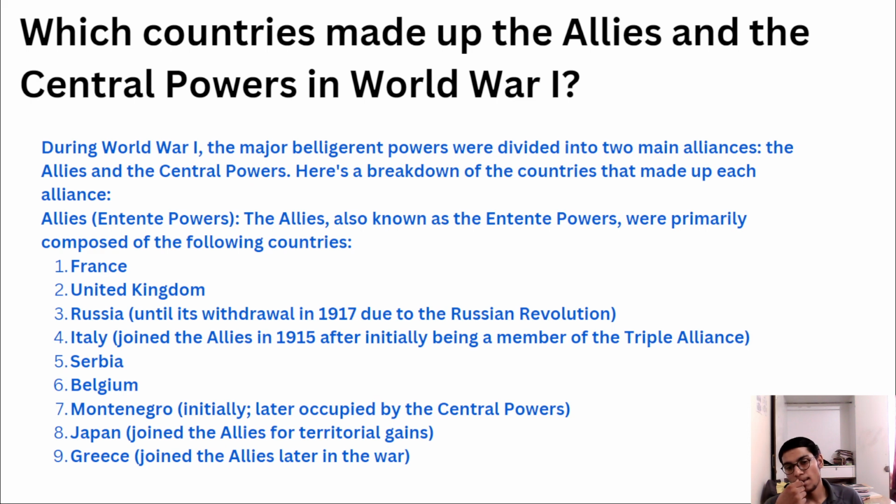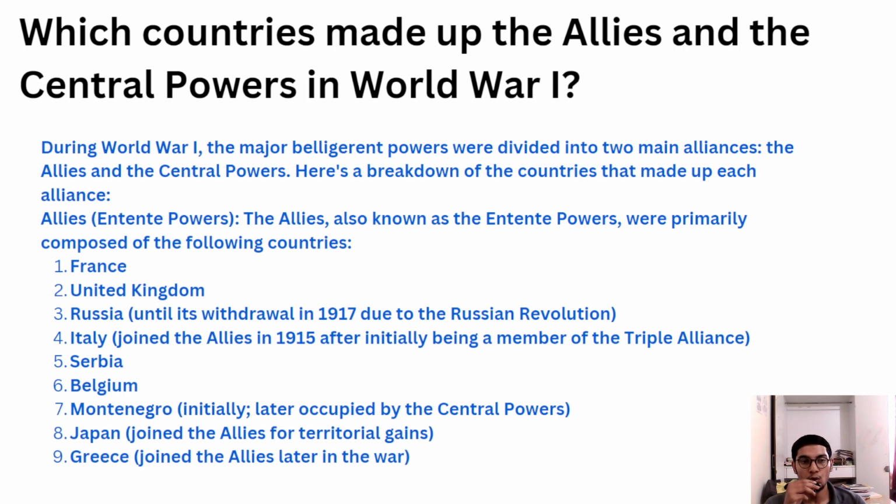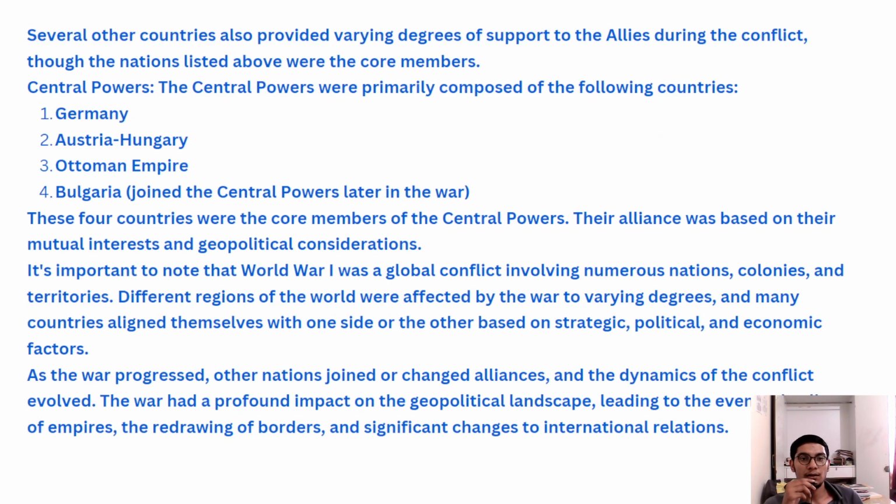Yeah. Now let's read about who are among the Allies and Central Powers. The Allies, also known as the Entente Powers, were primarily composed of the following countries: France and the United Kingdom, Russia until its withdrawal in 1917 due to the Russian Revolution. Italy joined the Allies in 1915 after initially being a member of the Triple Alliance. Serbia, Belgium, Montenegro, initially, later occupied by the Central Powers. Japan joined the Allies after territorial gains. Greece joined the Allies later in the war. Several other countries also provided varying degrees of support to the Allies during the conflict, though the nations listed above were the core members.